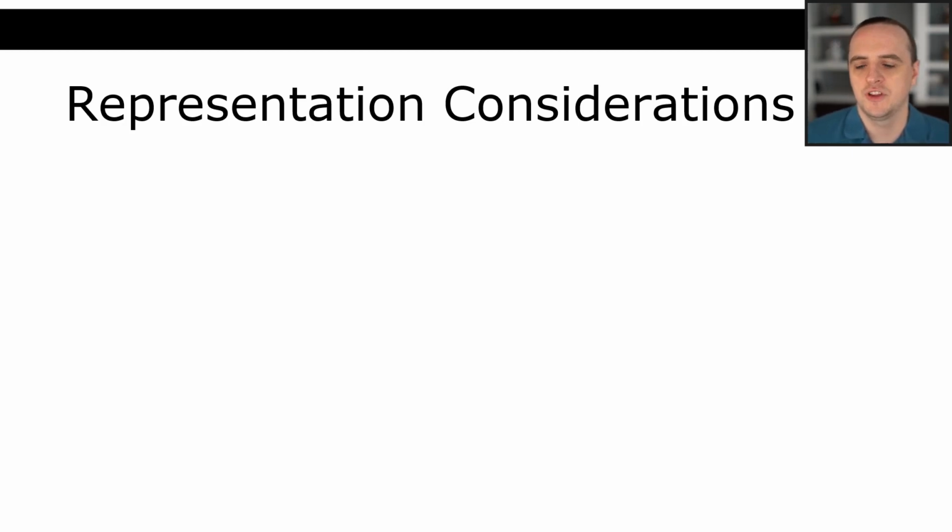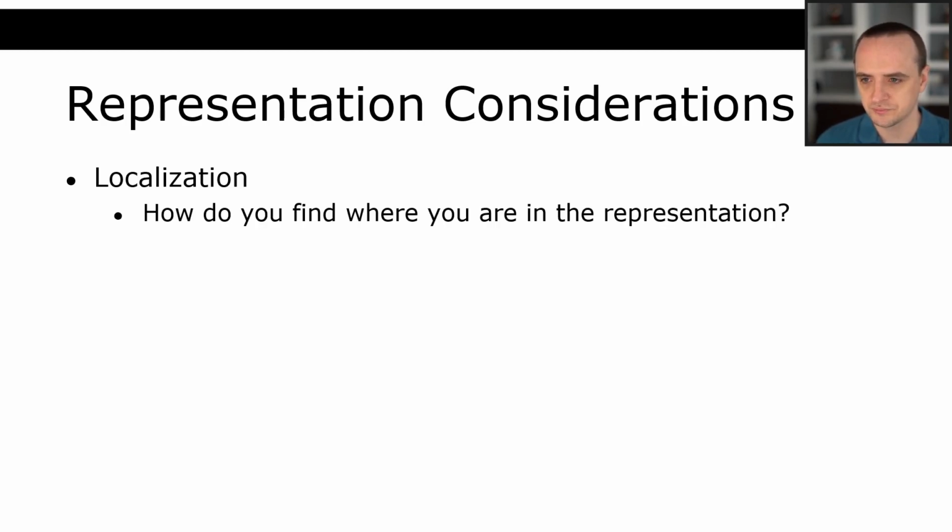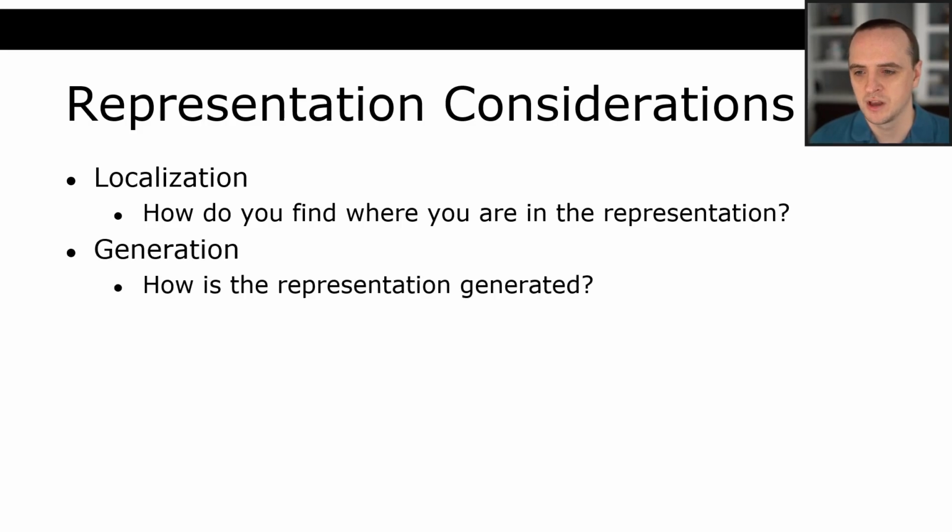So what are some of the considerations that we have to make before we choose a space representation in our game? Well, first is localization. So for example, how do we find where an object is in the representation, right? Do we just have an XY location? Do we have a cell in a grid? Do we have a node on a graph? So how do we want to localize ourselves within the space that we're representing?